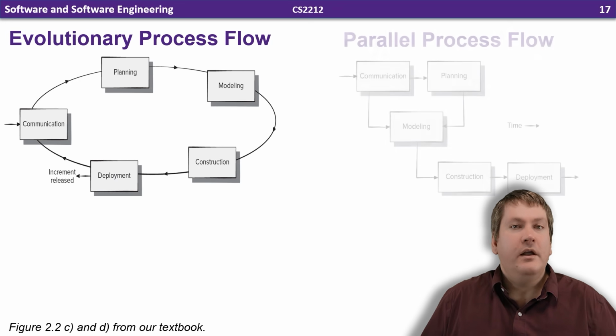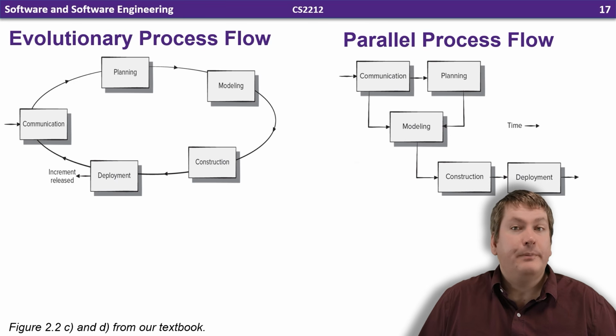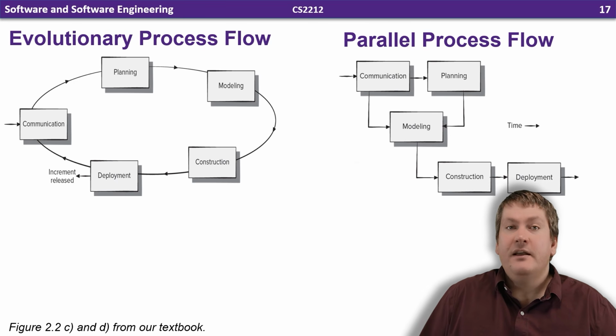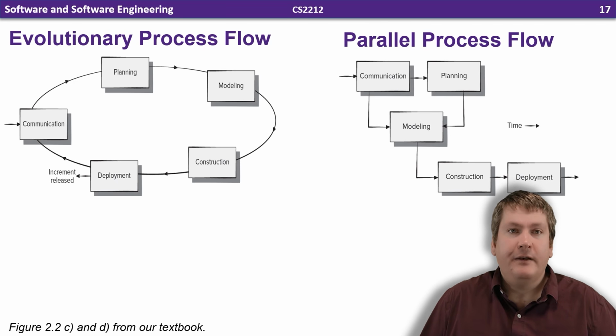The last flow that we'll look at is parallel process flow. In this flow, one or more activities are completed in parallel with other activities. In the example shown here, planning and modeling are completed at the same time. Again, this is just one example of a parallel flow. Other parallel flows may have other activities or parts of activities done simultaneously.